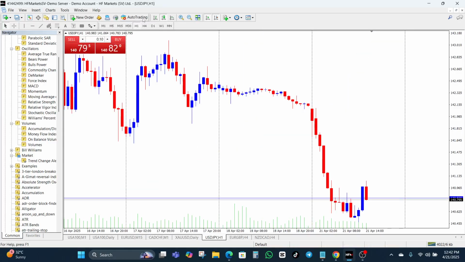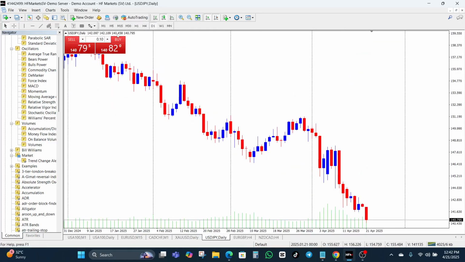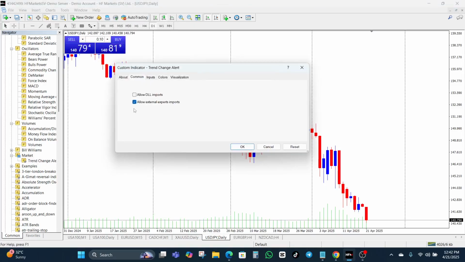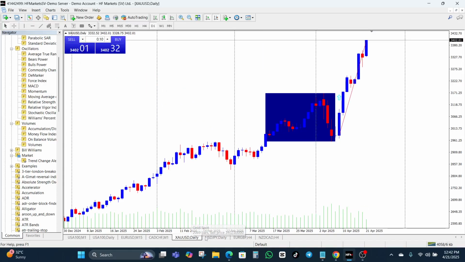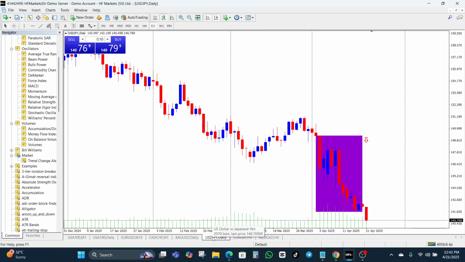Let's just look at another example quickly. Let's try out the indicator on another chart. The reason why I went to USD JPY is because USD JPY is currently in a downtrend. We have already seen an example of an uptrend, and I wanted us to see an example of a downtrend as well. That's why I went to USD JPY.